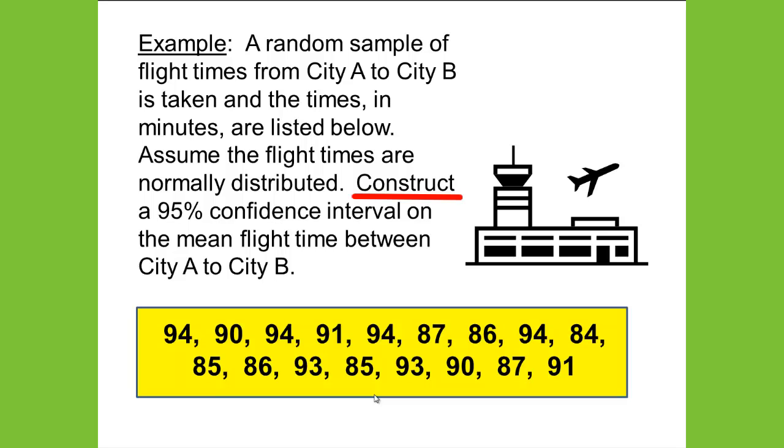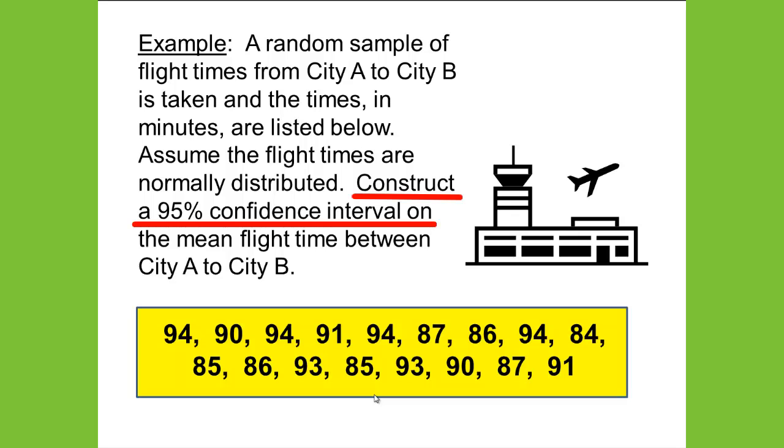Another word I might use is the to-do verb. What is it wanting us to do? It wants us to construct. What does it want us to construct? It wants us to construct the confidence interval. Once you know that, you should then be able to pick out which of your formulas you need.